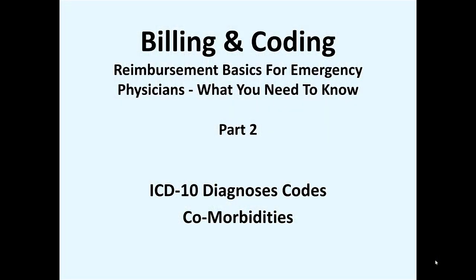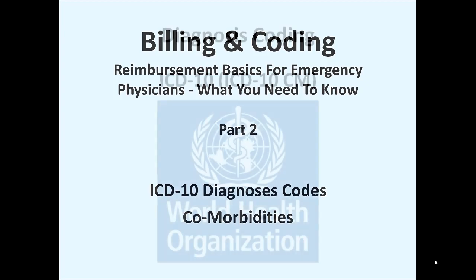In part 2, we'll review ICD-10 diagnosis codes and the importance of listing comorbidities. At the end of this review, you should be able to explain the several elements needed for your primary diagnosis. And you should know the importance of listing comorbidities to support a higher level of complexity in medical decision making.